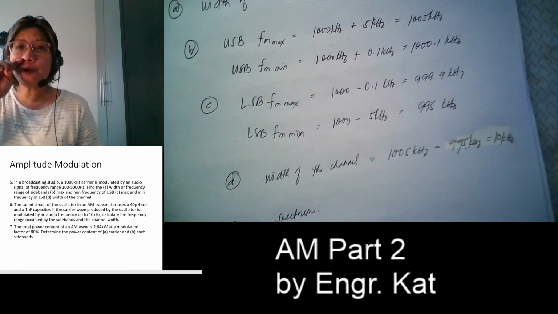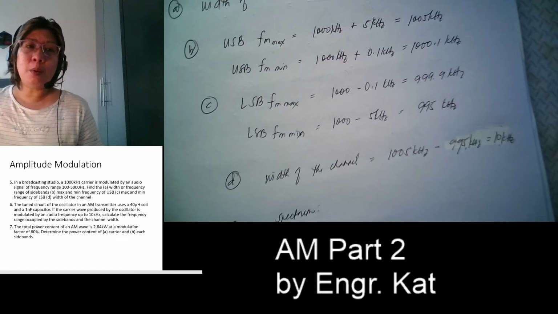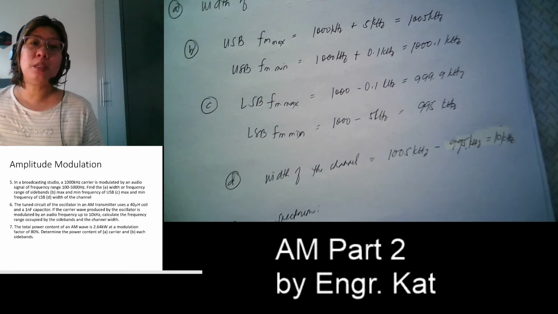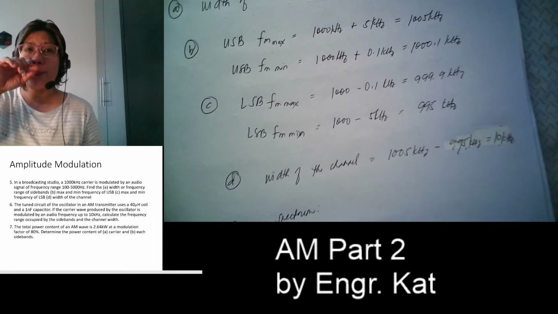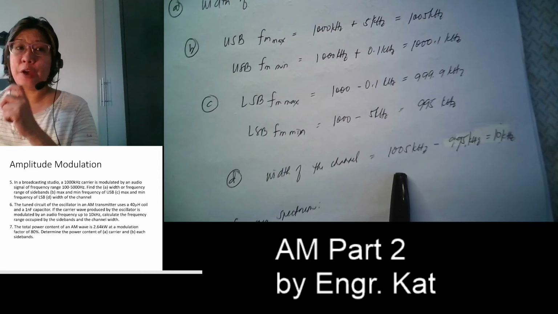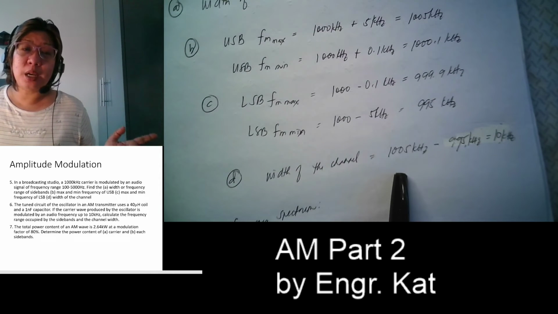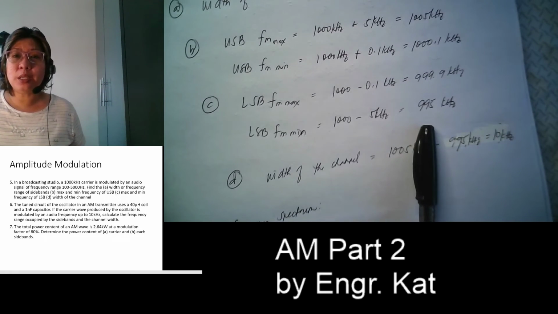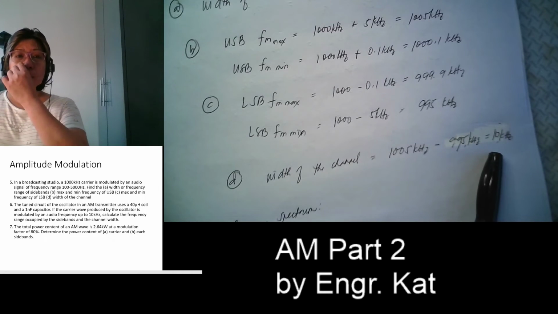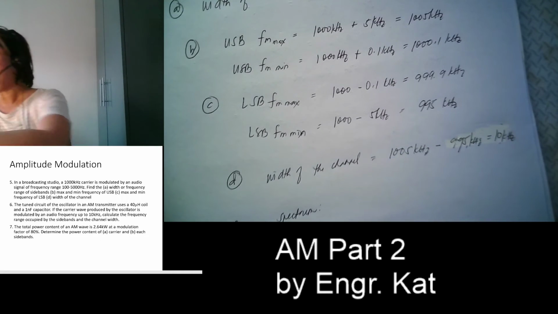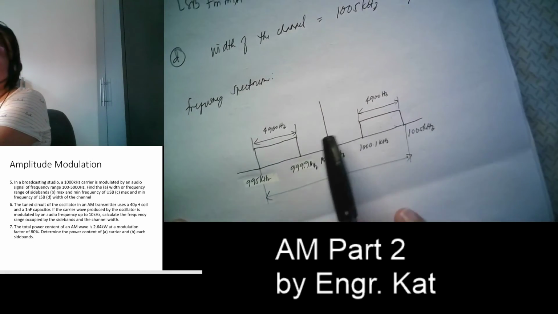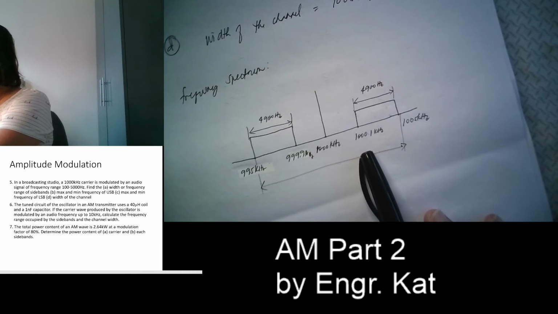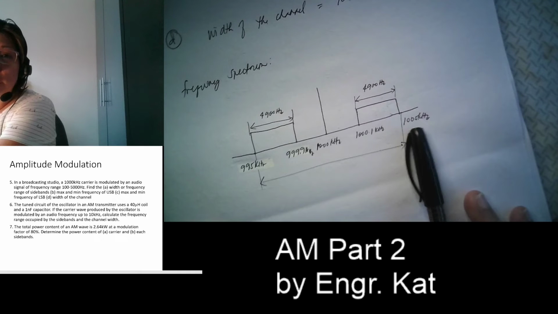The width of the channel is the rightmost frequency, which is the maximum upper sideband of 1005, minus the leftmost frequency, the lower sideband minimum of 995, and that gives us 10 kilohertz. Showing the spectrum now, we don't have just a single frequency here but a band of frequencies. So this is from 1000.1 kilohertz to 1005 kilohertz.